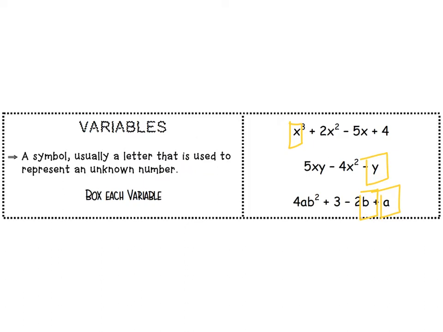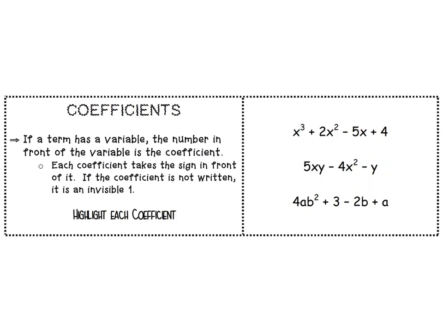We use letters because we may not know what the number is yet, but we know we want to work with them. Our next vocabulary word is coefficients, which is simply the number in front of the variable. So let's go through and highlight each coefficient from each term. So we have 2, 5, 5 again, 4, 4 again, and 2. Now, in order for a number to be considered a coefficient, it has to be multiplied or divided by a variable. Otherwise, it's just a constant, which we'll talk about in the next slide.